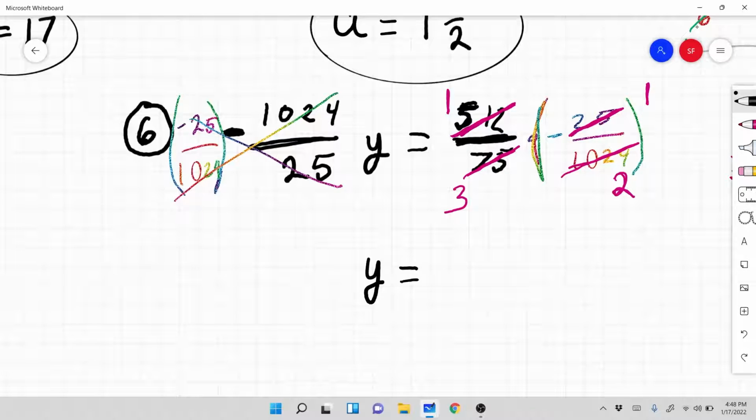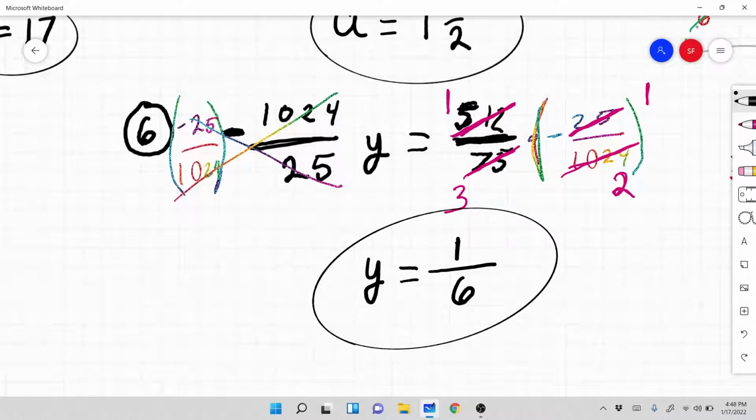And all that's left on the right side is, we got to multiply, right? 1 times 1 is 1. 3 times 2 is 6. y equals 1/6. And that's all she wrote, ladies and gentlemen.